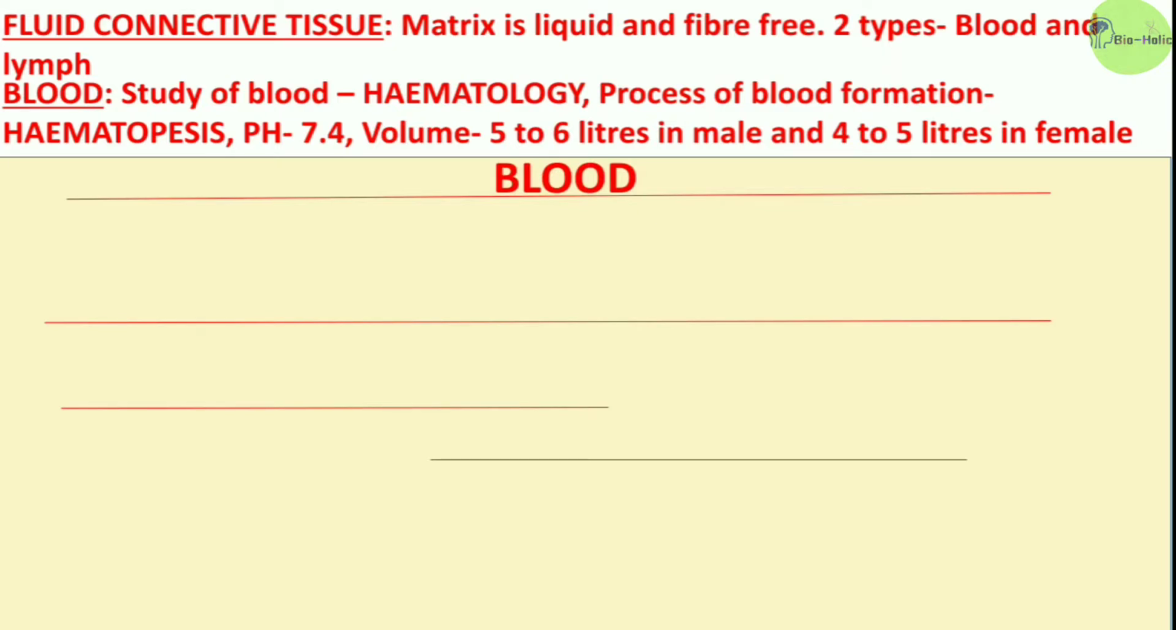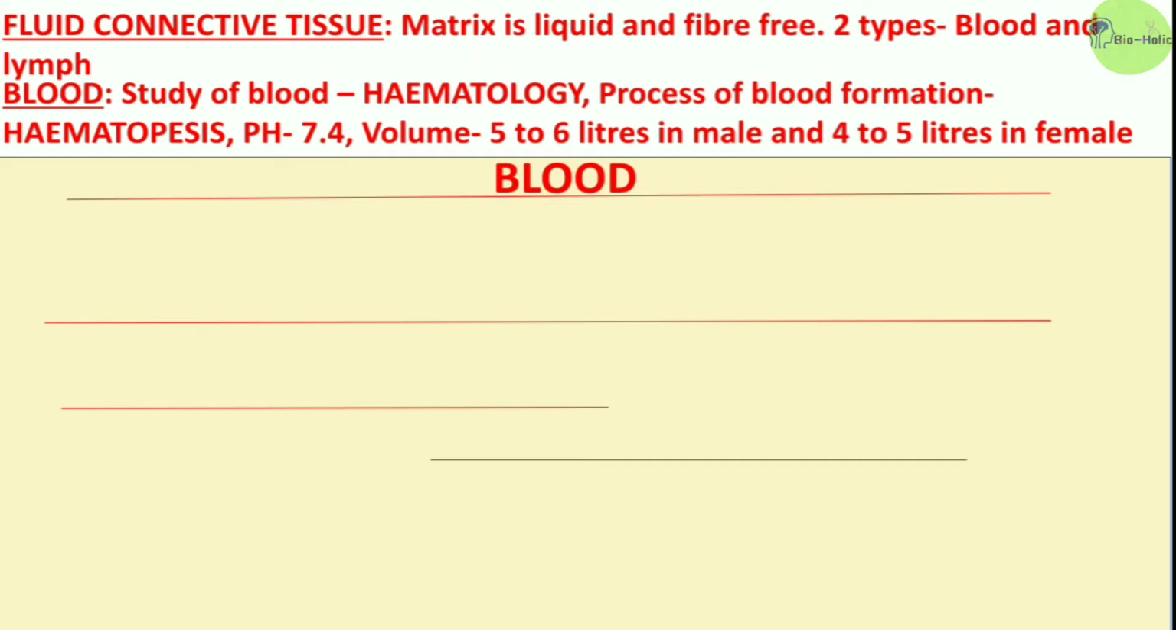Fluid connective tissue. Here the matrix is liquid and it is fiber free. This tissue is mainly of two types, the blood and the lymph. Let us discuss the blood first. The study of blood is known as hematology and the process of blood formation is known as hematopoiesis. The pH is about 7.4, that is, it is slightly alkaline. The volume for male is 5 to 6 liters and for female it is about 4 to 5 liters.